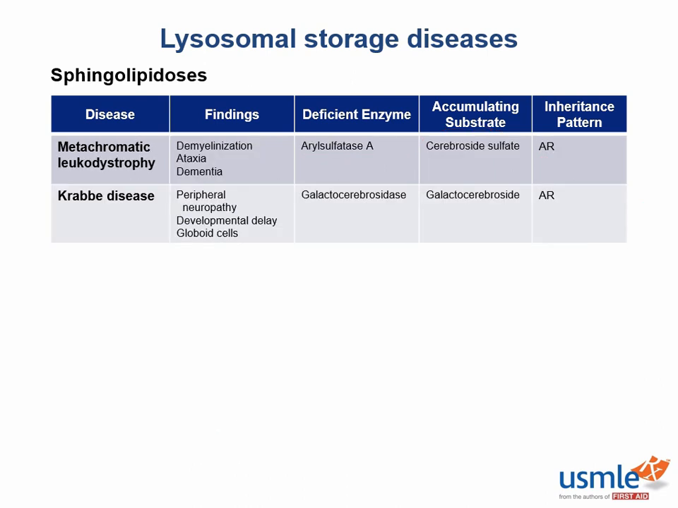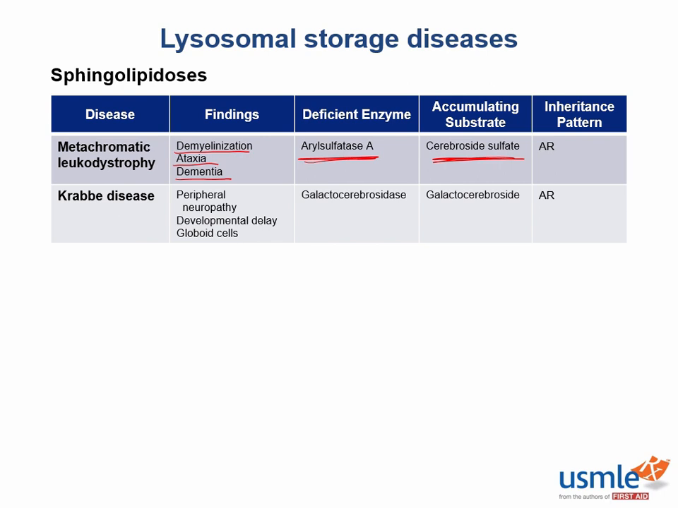Now next up, we're going to talk about Krabbe's disease as well as metachromatic leukodystrophy. Now, metachromatic leukodystrophy is due to a deficiency in aryl sulfatase A, and it results in the accumulation of cerebroside sulfate. Now, as you may expect, with the accumulated product being cerebroside sulfate, you'll see nervous system issues, including central and peripheral demyelinization with associated ataxia and the development of dementia.